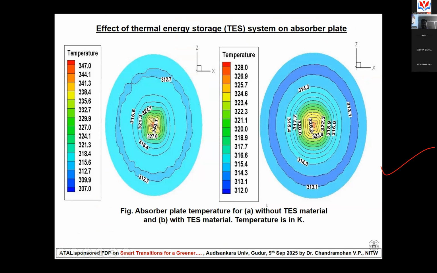But whenever we keep the thermal energy storage material, the temperature is reduced. The maximum temperature is around 327 Kelvin only. The reason is, if you are providing the thermal energy storage system, whatever heat is absorbed by the absorber plate will be conducted to the thermal energy storage system. That's why the maximum temperature is reduced. This study we have also done with the help of the CFD tool.